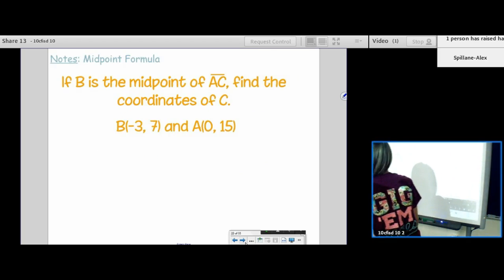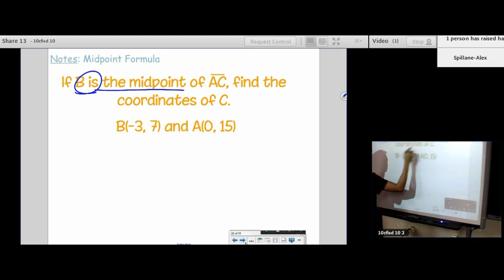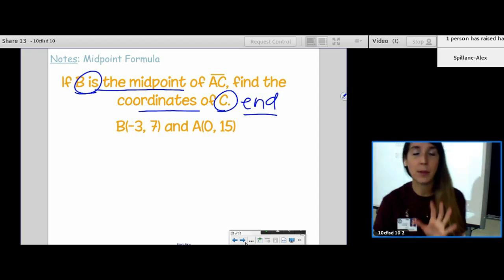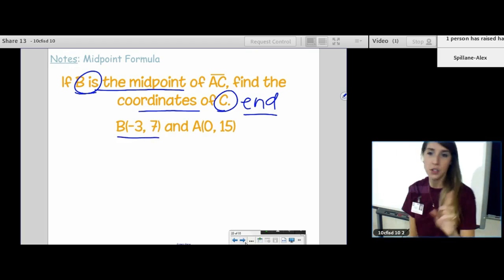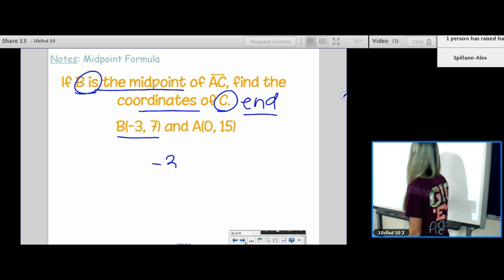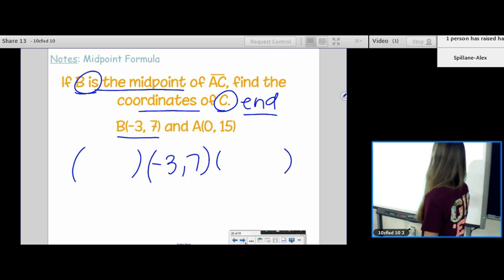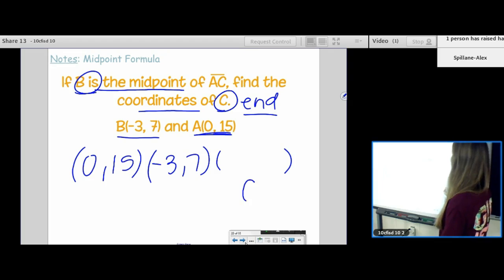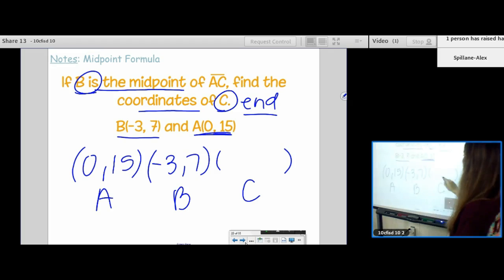I'm going to show one example and then I'm done. Okay. If B is the midpoint of AC, find the coordinates of C. So that's an endpoint. When you set up to play leapfrog, you have to put the midpoint in the middle. See how they gave it to us first? Don't put it first. Put the midpoint in the middle. Midpoint, middle, midpoint, middle. And then I can put this guy over here, and then this will be C. So this is B, and that's A, and we're trying to find C.